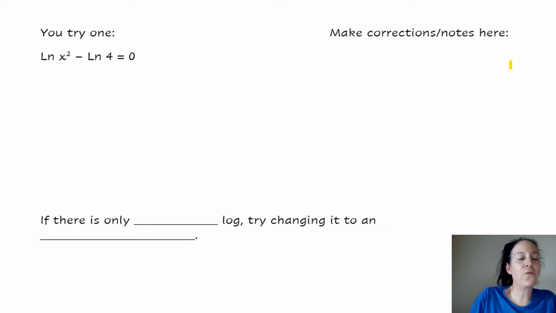All right, so for this, we have just two logs. Same base, these are natural logs, so the base is e, and I don't have anything else muddying that equation up, and so I can use this particular strategy.